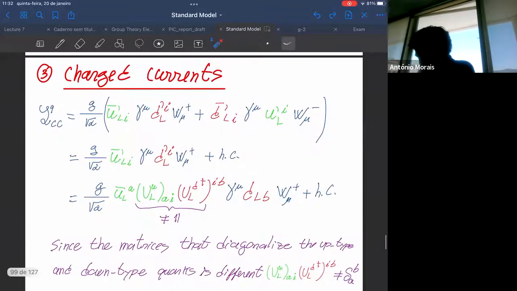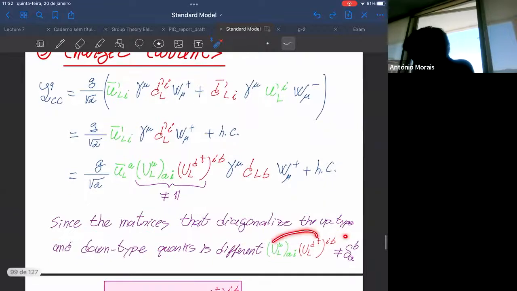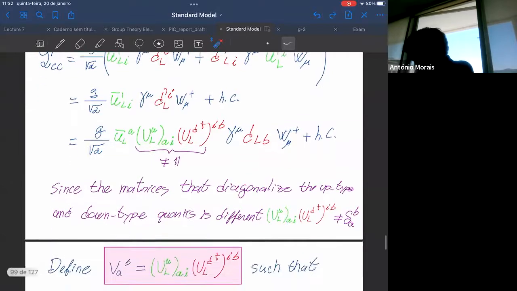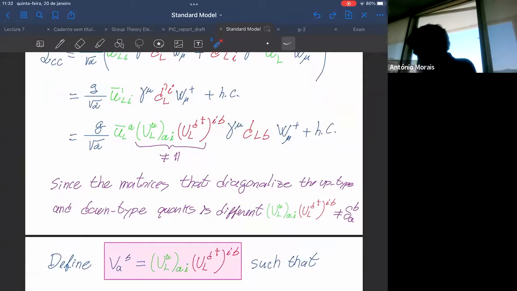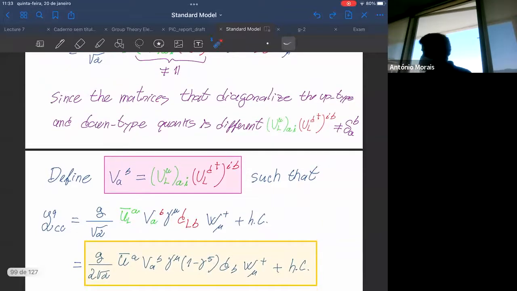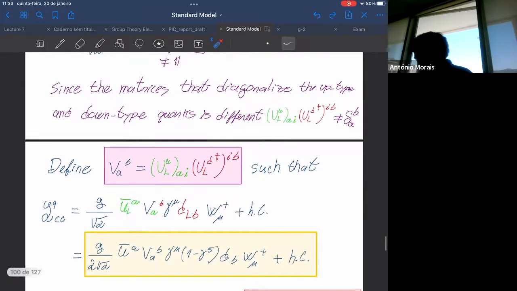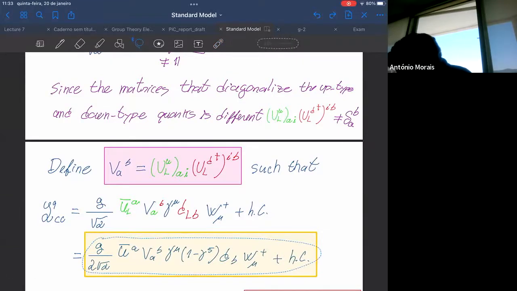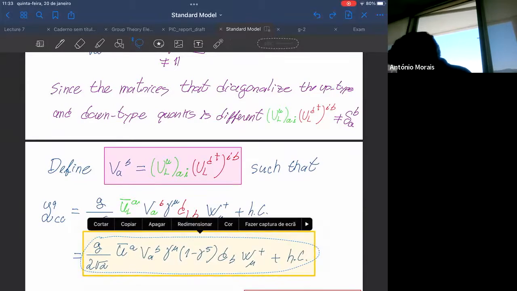Since the matrices that diagonalize the up-type and down-type quarks are different, as I said, this is no longer going to be this Kronecker delta, delta AB. It's no longer identity. And we can define a new matrix, we call it V_AB, such that your charged currents in the mass basis should have this V_AB inserted here. So look at the difference from this formula to the formula that we had above. Let me copy this. I will paste it next to the other one, and then of course I will remove.